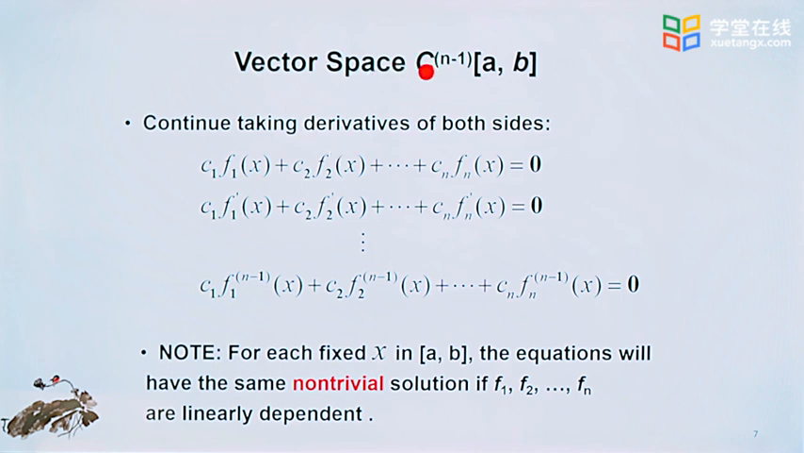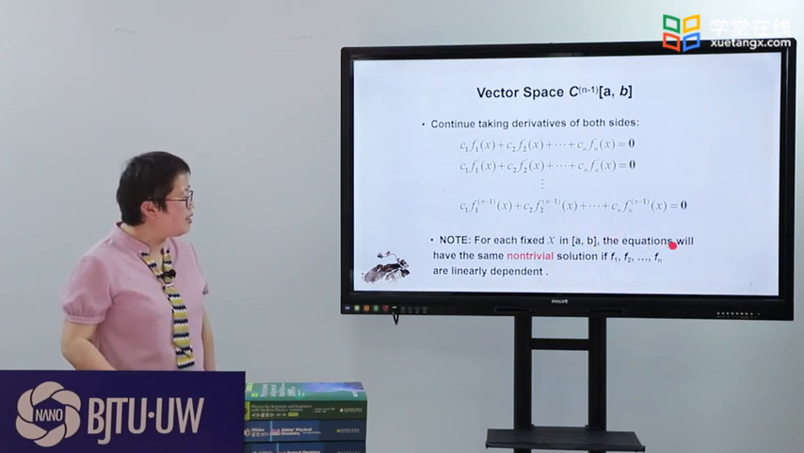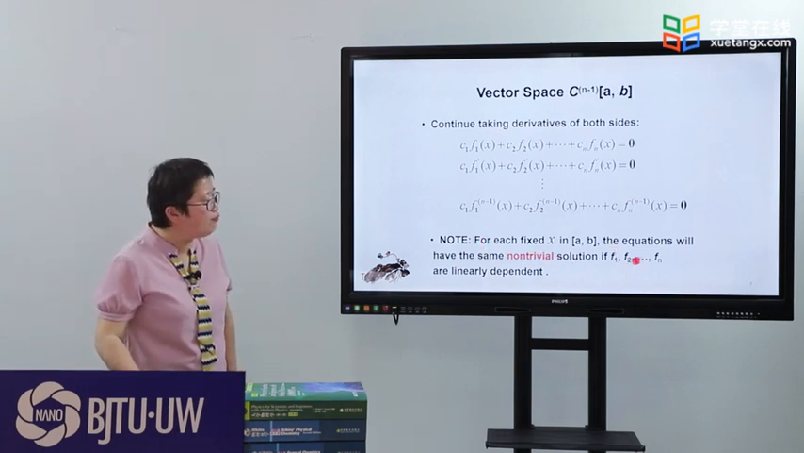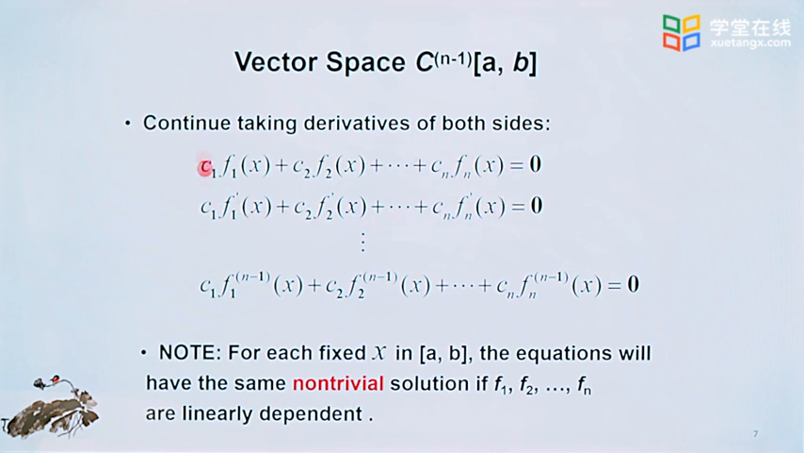And because they have continuous (n-1)th derivatives, you do this differentiation until this term. So it's c1 times the (n-1)th derivative of f1 plus c2 times the (n-1)th derivative of f2 plus till plus cn times the (n-1)th derivative of fn equals 0. Okay, to see this system, we immediately note that for each fixed x in this closed interval a to b, the equations will have the same non-trivial solution if f1, f2 till fn are linearly dependent. Linearly dependent means that you can find a non-trivial solution c1, c2 till cn such that the first equation holds, and if the first equation holds, immediately you have the second equation holds until the last one.